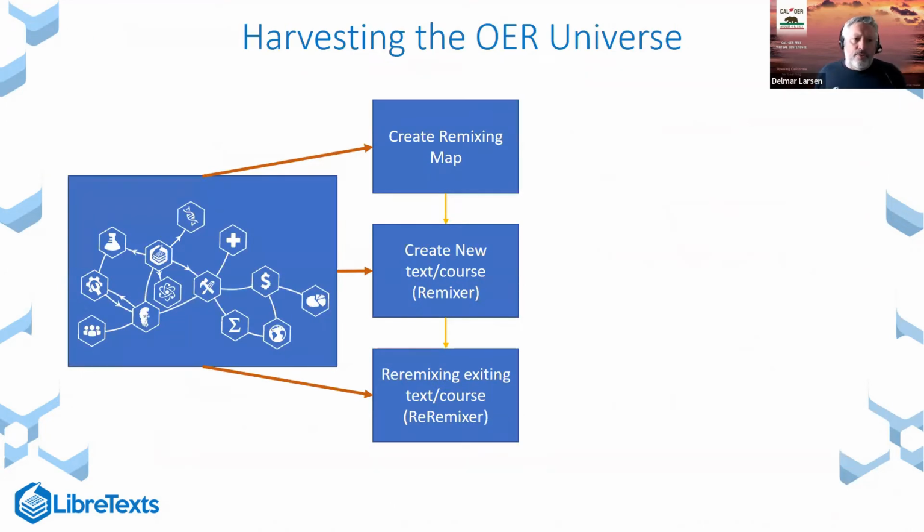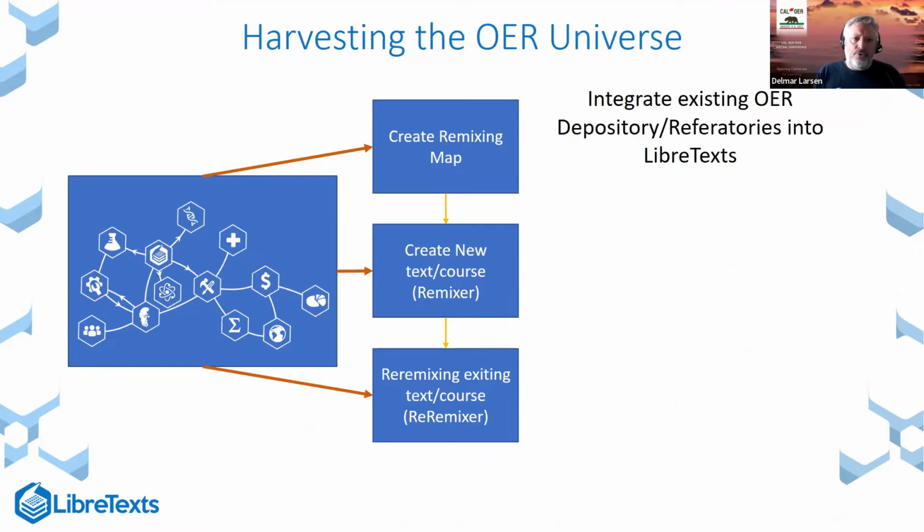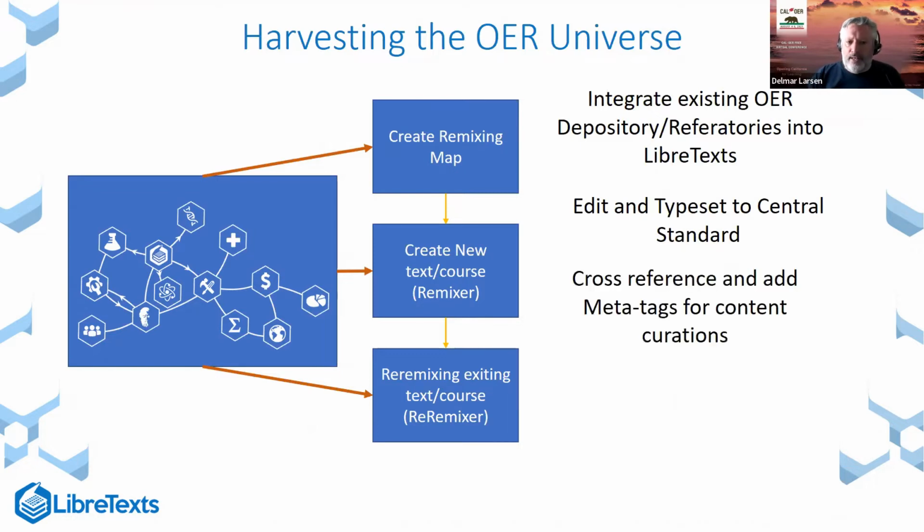So again, the key point of what the harvesting team does is to create and bring content into the libraries, typeset it to a standardization, and then introduce cross-referencing and meta tags in order to identify how things can be referenced across the content collected, so that when you do a search on a specific topic, you can see the pages that are connected off of there.